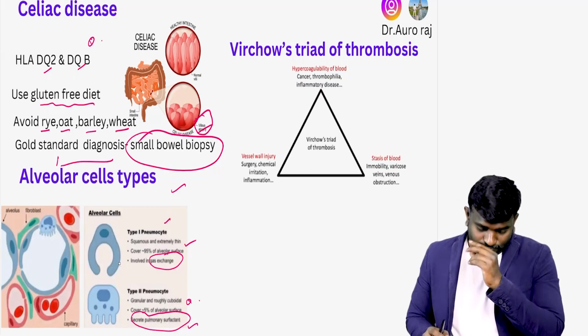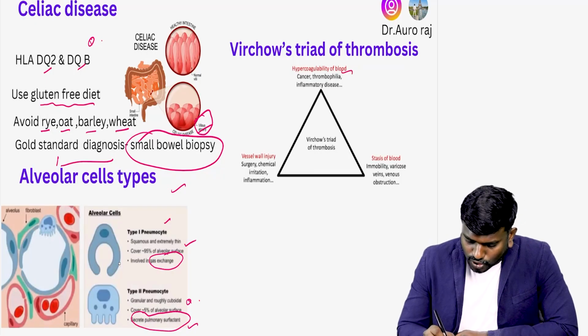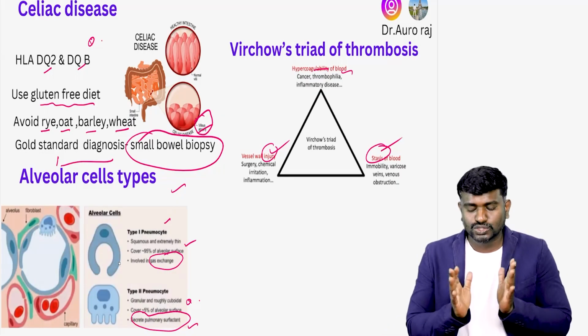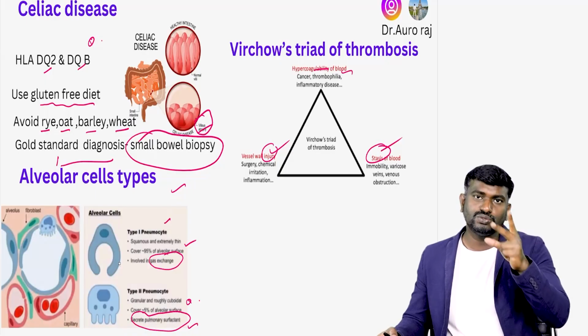Good. Next, we have Virchow triad, which has hypercoagulability, injury and stasis. Remember, hypercoagulability, injury and stasis. Let's revise once again. Virchow triad: hypercoagulability, injury and stasis.